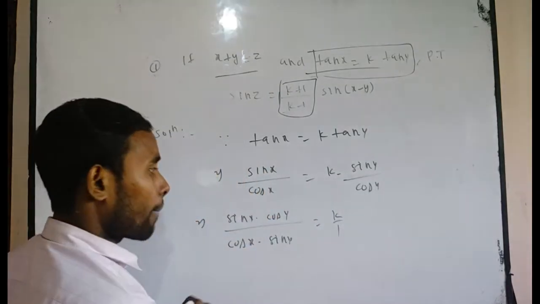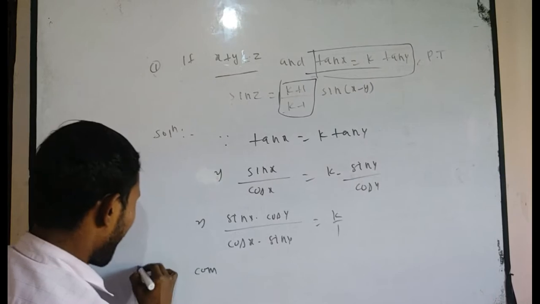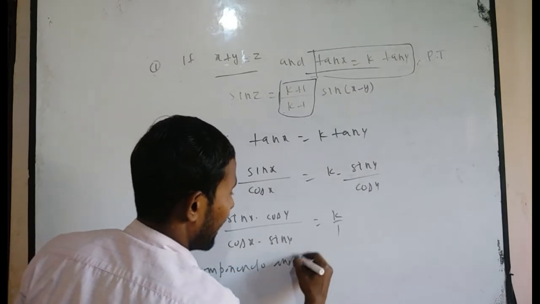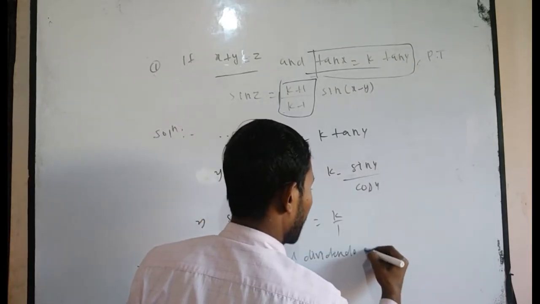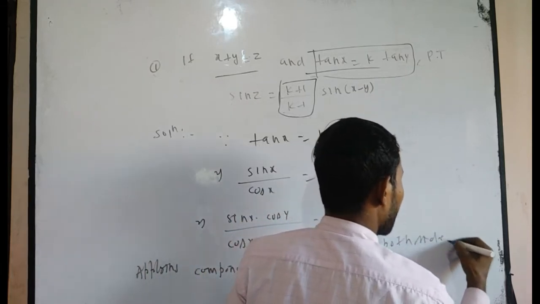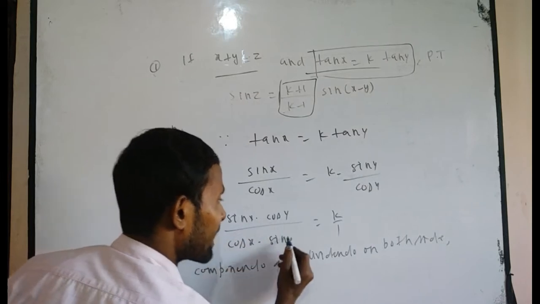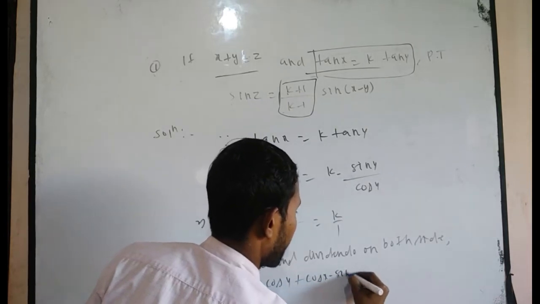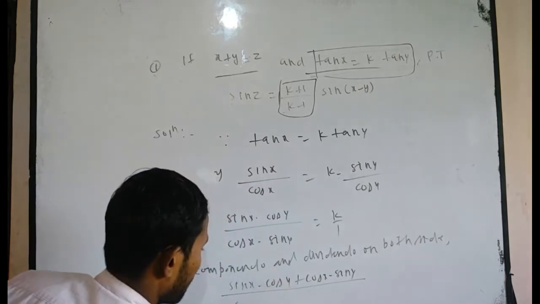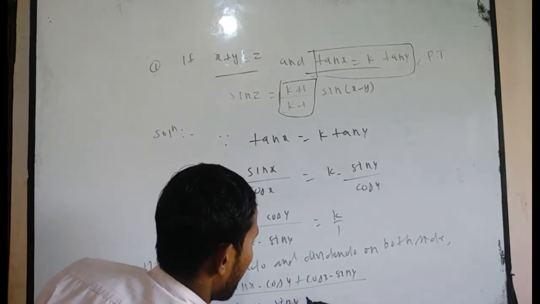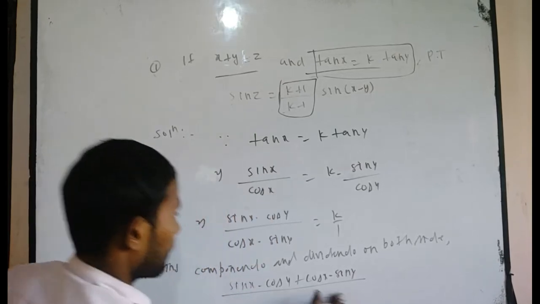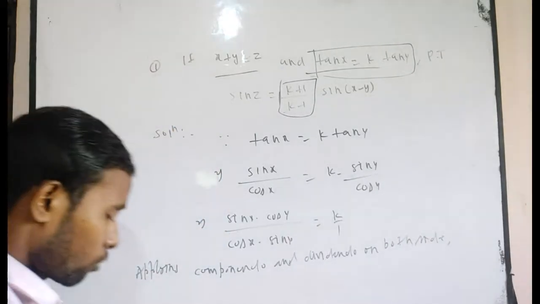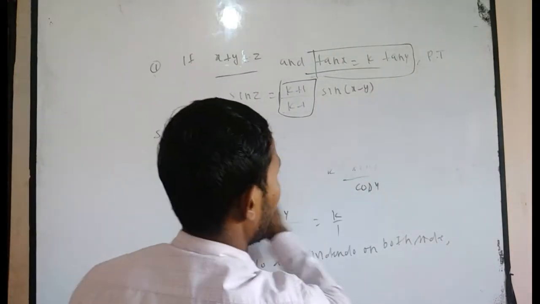If you apply here componendo and dividendo on both sides, then you get sin x into cos y plus cos x into sin y, divided by cos x into sin y minus sin x into cos y. Here you can't see, so I want to write it above. Firstly I want to rub it.